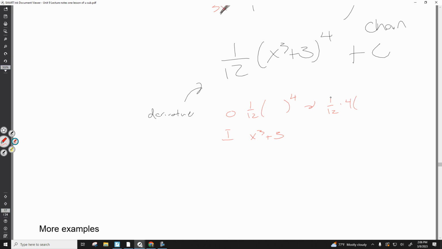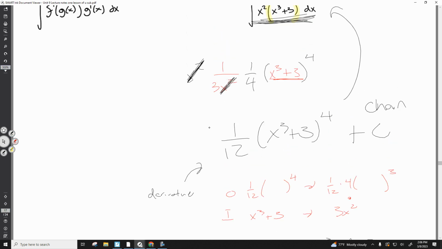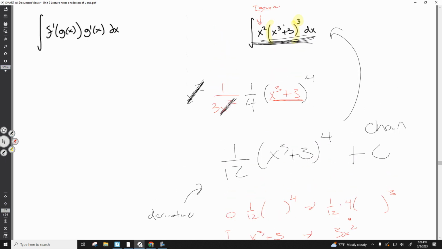Four times the 1/12 is a third. So, when we take the derivative, I got a 1/12 of 4. What starts in the parentheses stays in the parentheses cubed, and a 3x squared. What happens? That and that cancel. It's a 1/3 and a 3. We just get x squared times (x cubed plus 3) cubed.